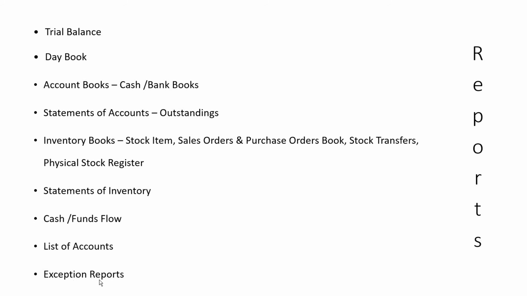And later we have exception reports. These are the reports which are mainly used to track unusual transactions. In case of Tally, some of the exception reports are negative stock, negative ledgers, overdue receivables, payables, and all non-accounting vouchers, that is memo voucher, reversing journal, optional voucher and post-dated vouchers, which will come under the exception reports.